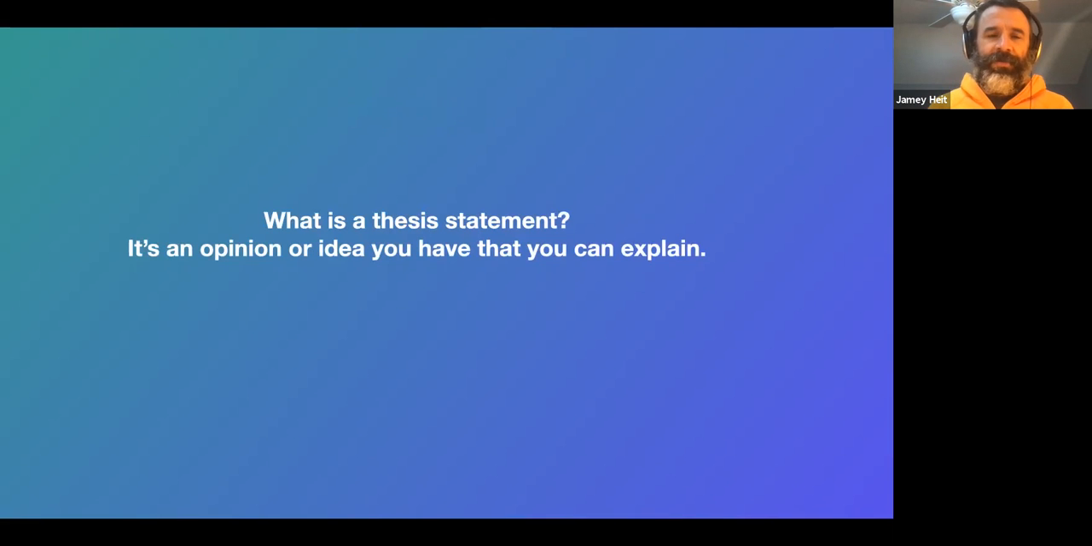So let's start with a straightforward question. What is the thesis statement? You hear your teachers talk about it all the time. I just told you it was really important. What exactly are we talking about? And it's not that complicated. You make thesis statements all the time because you're doing what the thesis statement is supposed to do. You're providing an opinion or an idea that you have that you are going to explain.